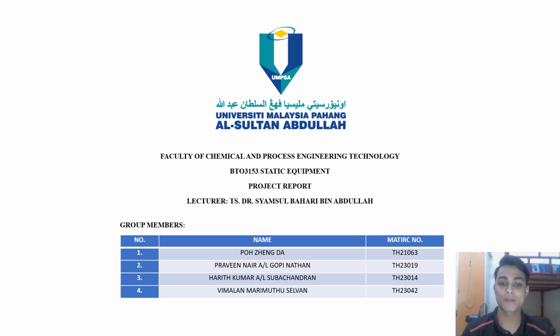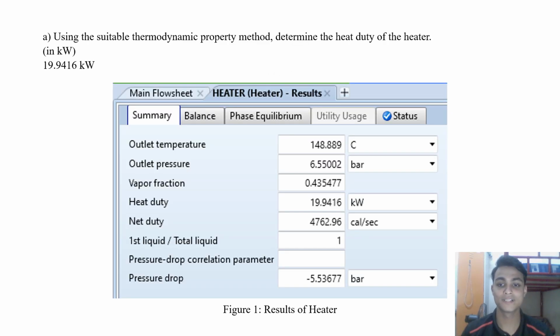So here are the group members: me, Praveen, and with me, Jengda, Harith Kumar, and Vimalan. So let's hop into question 1. This is question 1. A. Using the suitable thermodynamic property method, determine the heat duty of the heater in kilowatt.